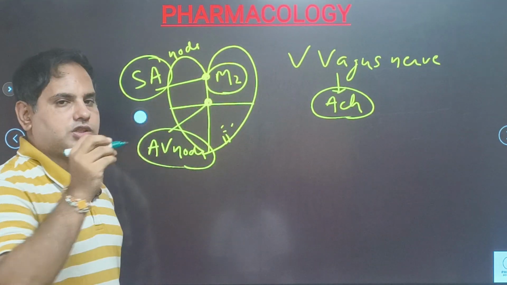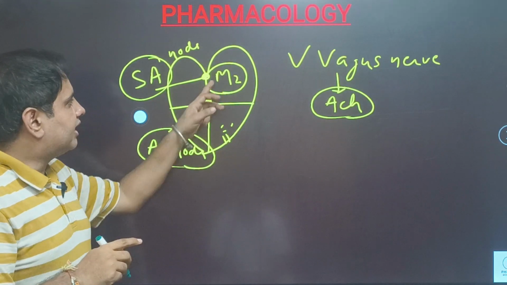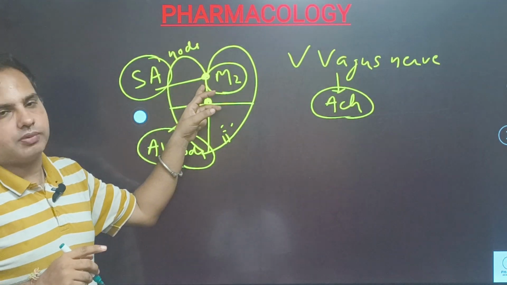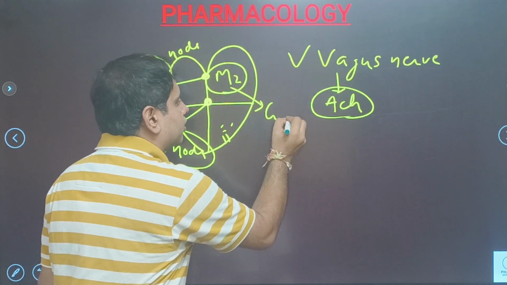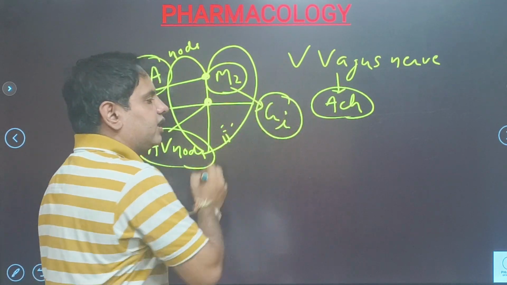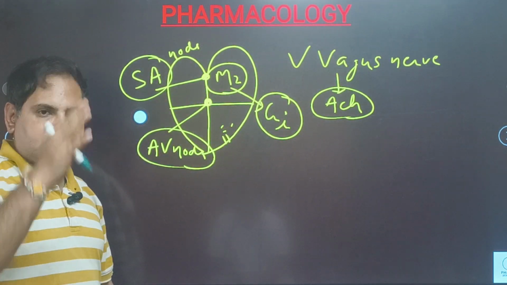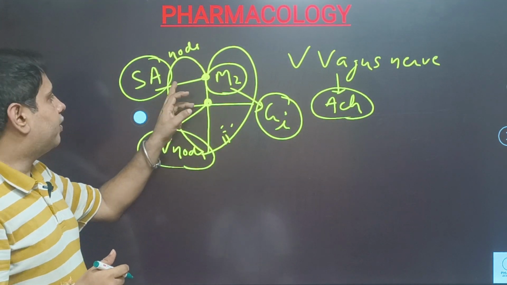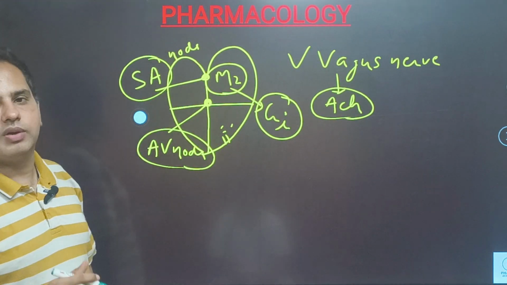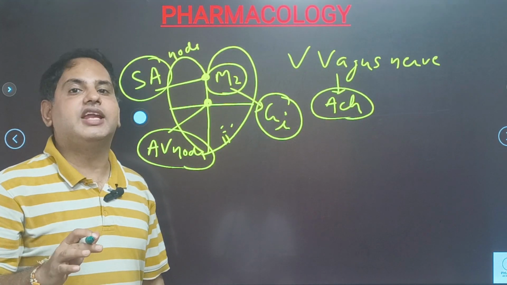The M2 receptors belong to GPCR, and when acetylcholine acts on the M2 receptors, it is going to activate the Gi isoform of the G protein, and Gi is inhibitory in nature. Gi is going to decrease the cAMP level. A decreased cAMP level is going to slow down the heart. So what will happen when your SA node is slowed down? It will result in sinus bradycardia.